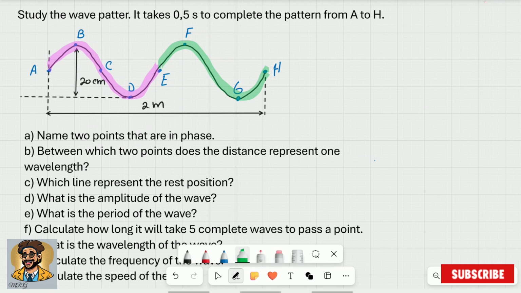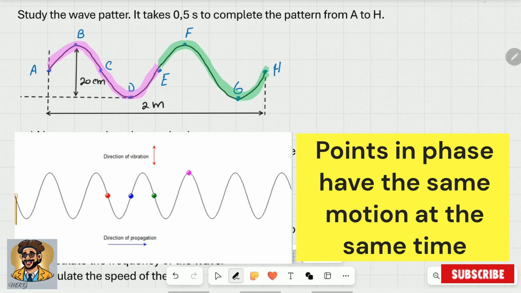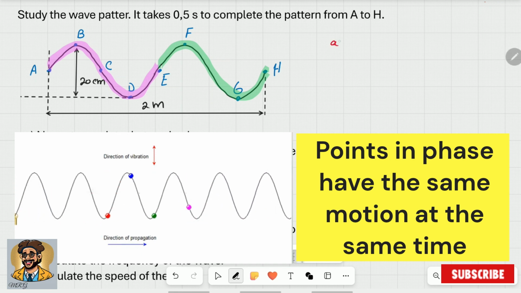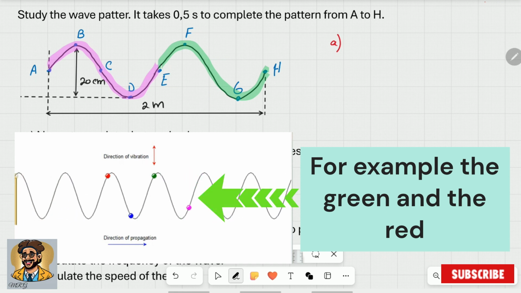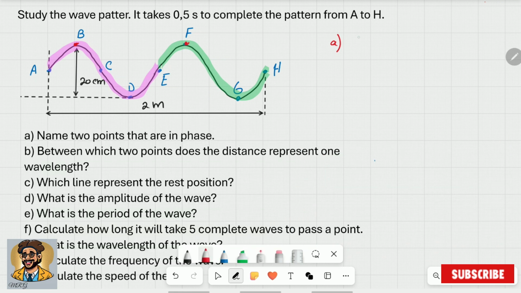Question A. Name 2 points that are in phase. Let me just write this one. We answer those. So this one is A. Let's answer here. 2 points that are in phase. First, easy, is B and F. So B and F, they are in phase. More, D and G. D and G.